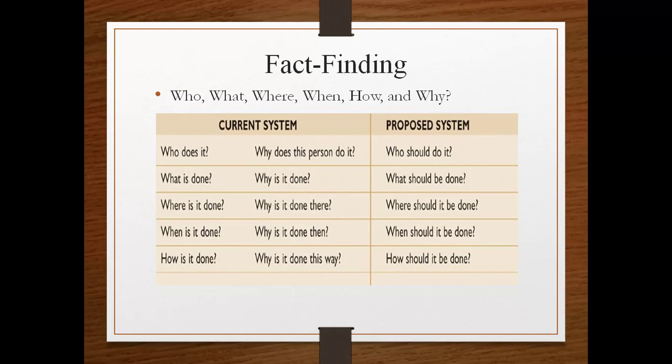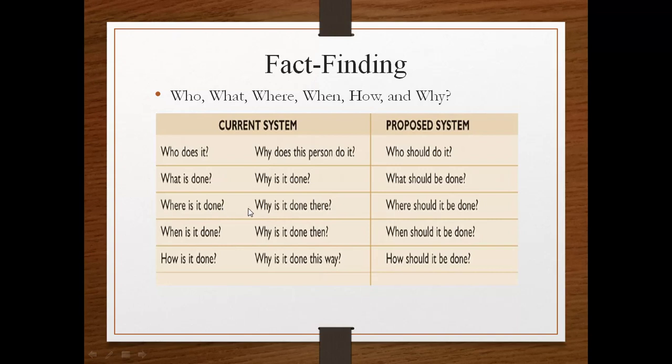Now what does fact-finding technique mean here? Who, what, where, when, how and why are the questions asked during fact-finding techniques. Current system, who does it? Why does this person do it? And proposed: who should do it? What is done? Why is it done, if I'm talking about the current system? And proposed is going to be what should be done.